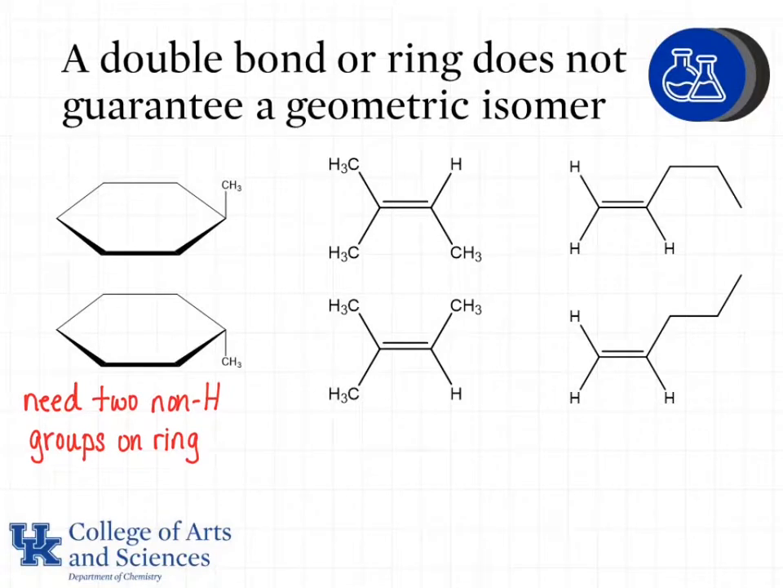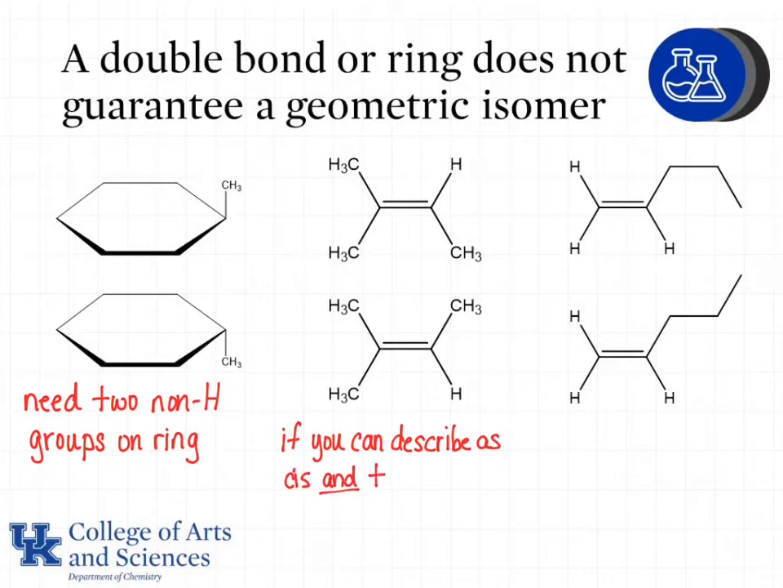In the example in the middle, we also see that we do not have a cis or trans isomer because we have two CH3 groups on the left. If we look at the molecule on the top, we could compare the two CH3 groups as being cis and trans. And so if we can describe it as both cis and trans, then it's neither. This will occur anytime there are two groups on one side of the double bond that are exactly the same.